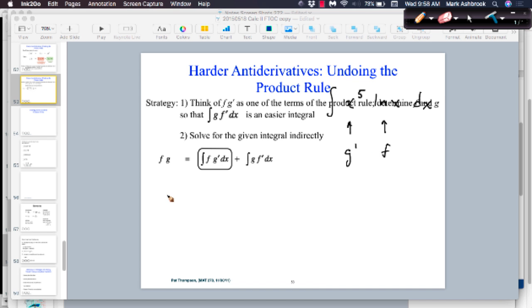No, don't just tell me the answer. Tell me what you did. So we got f is going to be ln of x, and g prime is going to be x to the fifth. Okay. So where'd you go from there? Good. Okay.